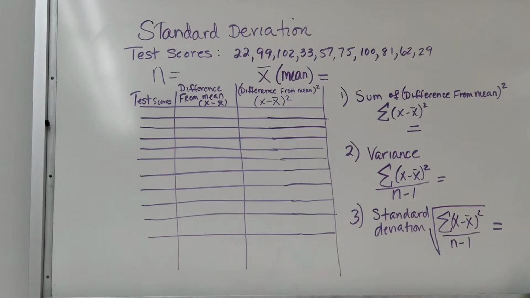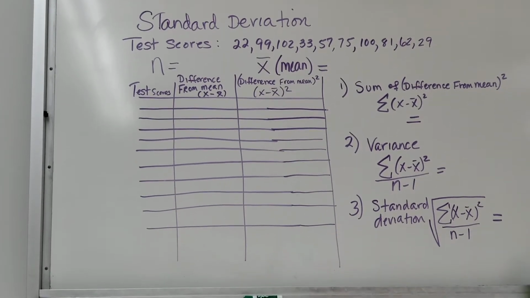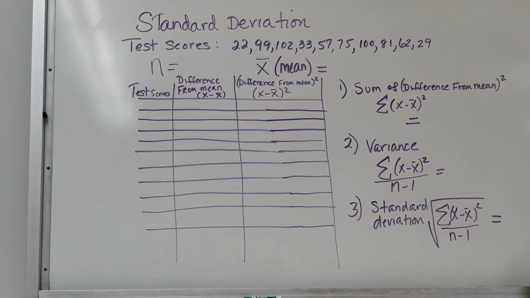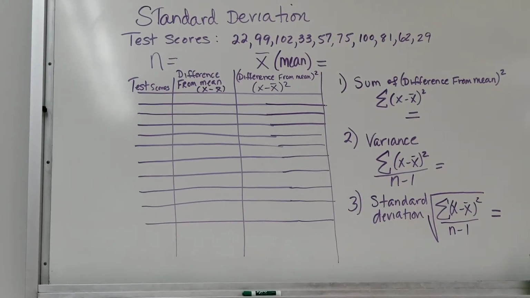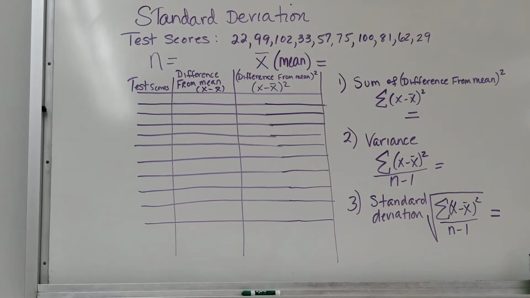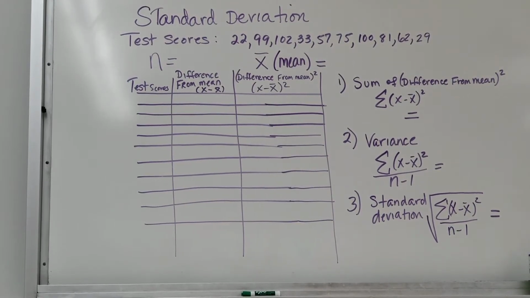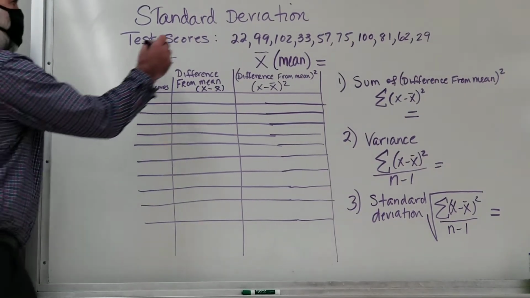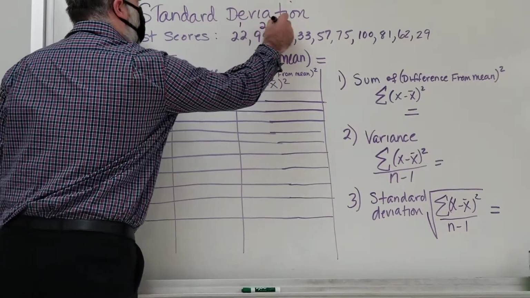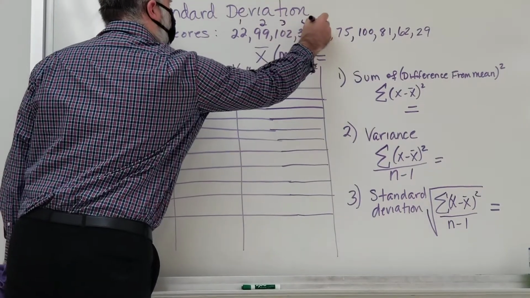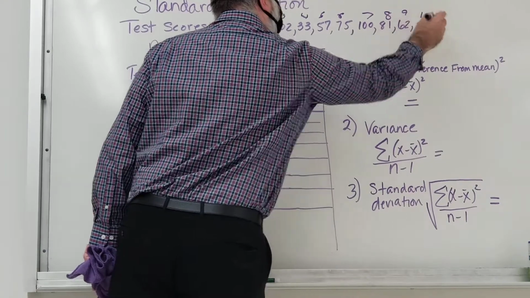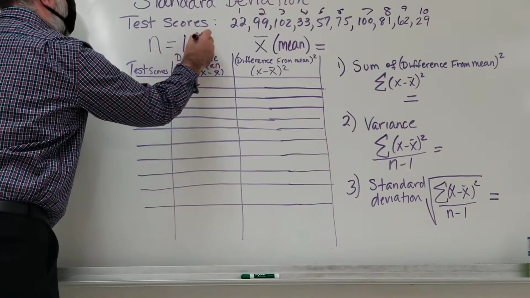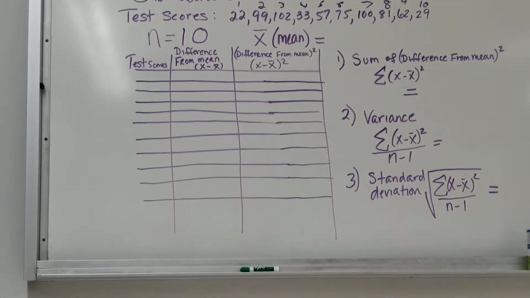So what we have is some test scores: 22, 99, 102, 33, 57, 75, 100, 81, 62, and 29. Our first job is to count how many elements we have, and that's n. So we have 1, 2, 3, 4, 5, 6, 7, 8, 9, 10. So that's n. The first thing you do is fill in n equals 10.